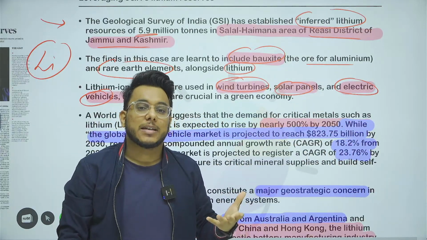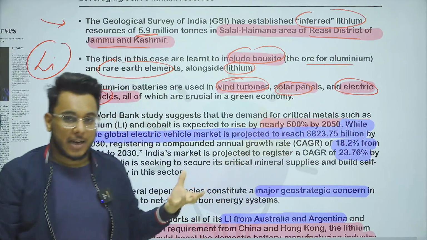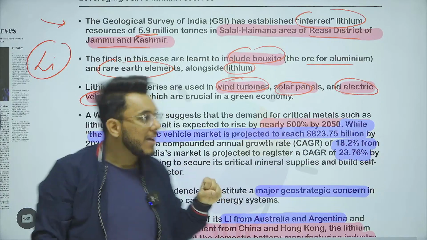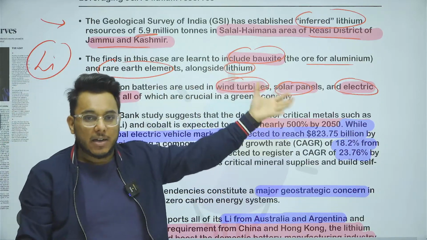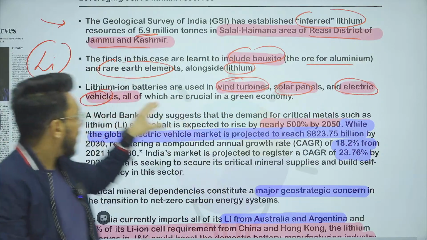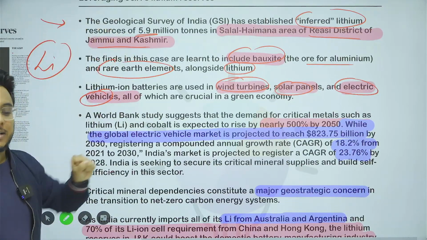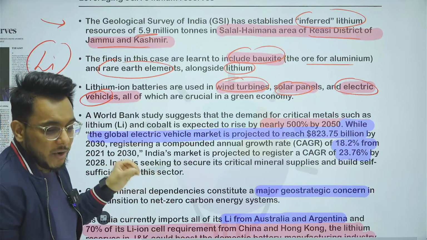When we talk about electric vehicles, in electric vehicles also there are batteries which get charged, and then these batteries supply power to the vehicle. So in EVs, solar panels, wind turbines, batteries are very important, and these batteries are made up of lithium. So therefore lithium happens to be a very important mineral component.